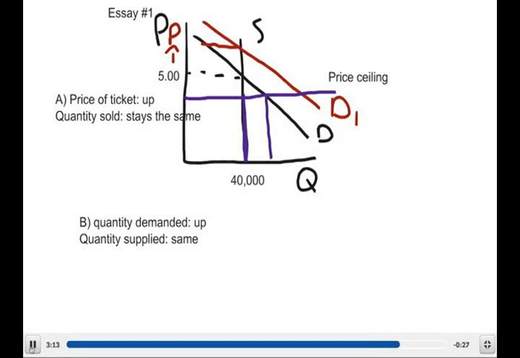But if the Twins made the playoffs and you really want to go, could you still go even if the tickets were sold out? And the answer would be yes, because black markets can form when there's a shortage. And so not everyone will pay the same price. Some will still pay more because they can buy them from scalpers. And that's how you do essay number 1.